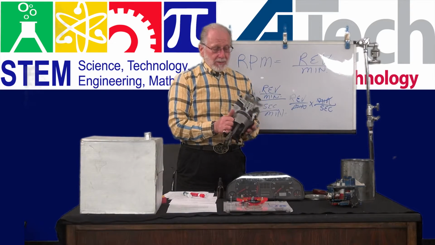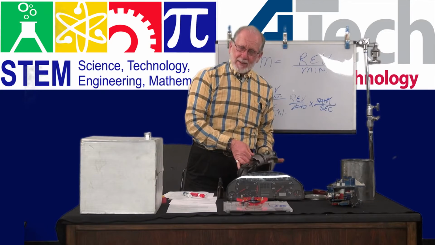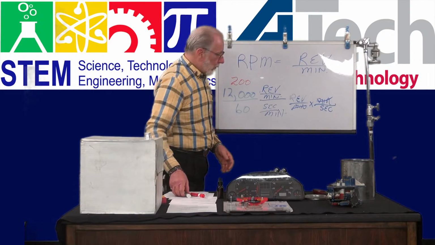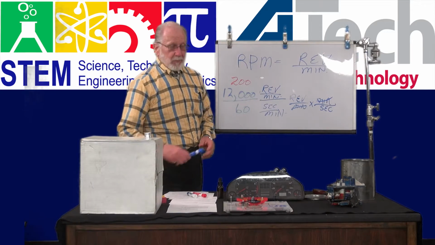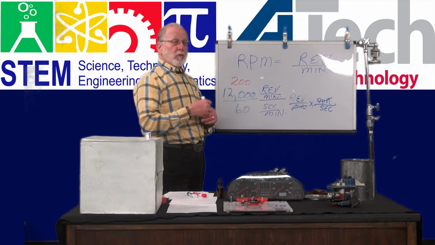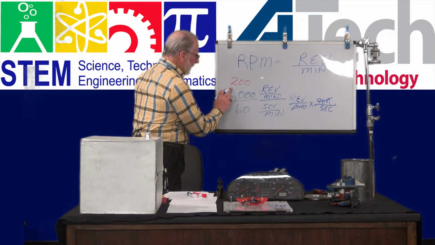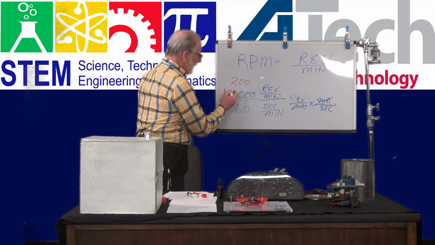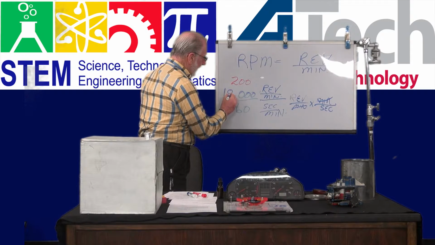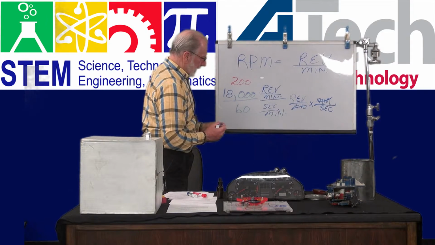There's a lot going on, a lot moving, but we're not done. What happens in the racing category we call Formula One? In Formula One racing, they are limited to 18,000 RPMs.